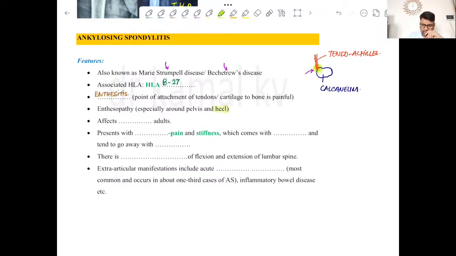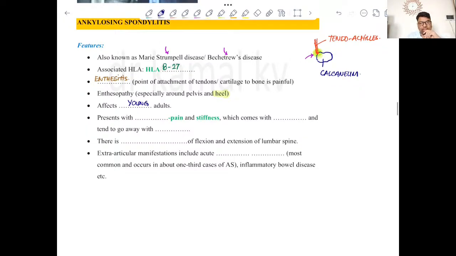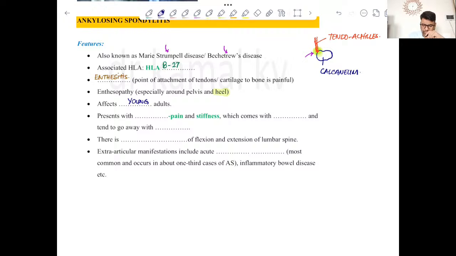It usually affects young adults around the age of 25 years, and classically the patient comes to us with back pain, right? The patient will say that I am having low back pain, but the classical presentation is morning stiffness, right?